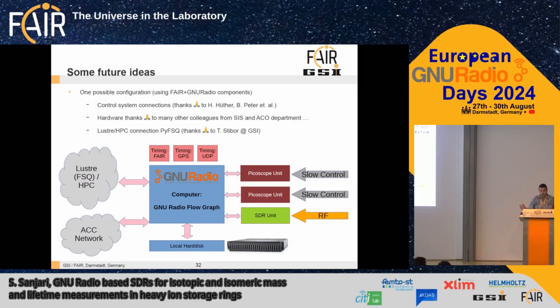So, future ideas. What we want is one flow graph, one computer which actually runs the GNU Radio flow graph. It can have the timing connection to FAIR, and the GPS connection. Of course, we have the connection to the high performance computing of GSI, thanks to Thomas Stibo and other people, where we can continuously throw data right into the Lustre.